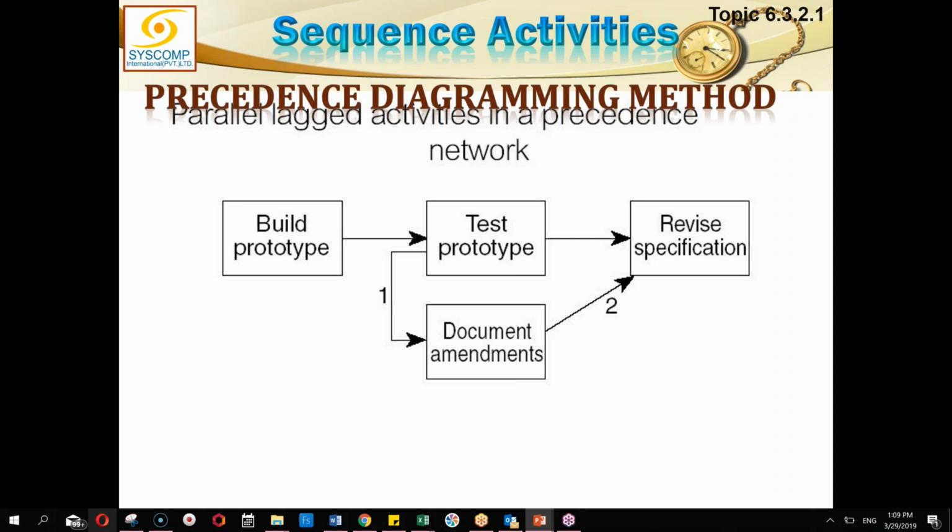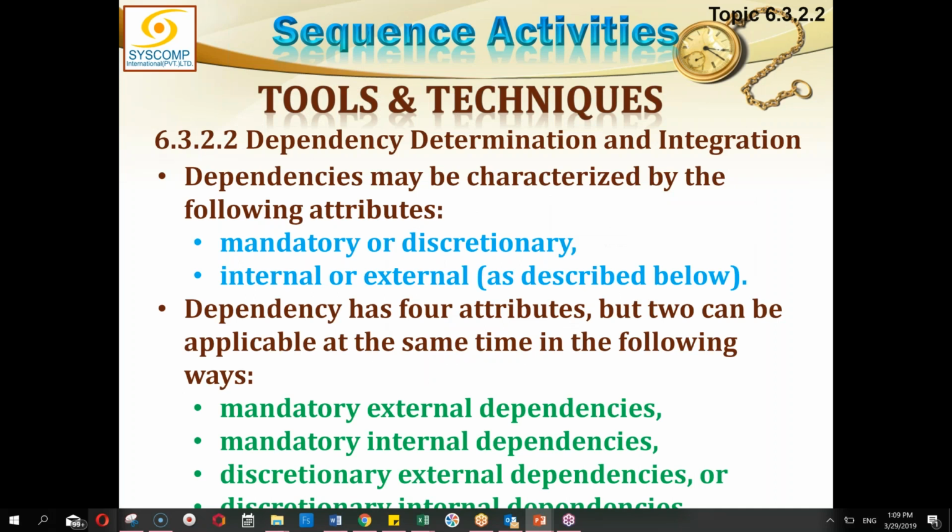Yes. And what is the relationship between document amendment and revised specification? It will be finish to start plus 2. Wonderful. So job is done. You have finally understood all the relationships and leads and lags. So this is all done.